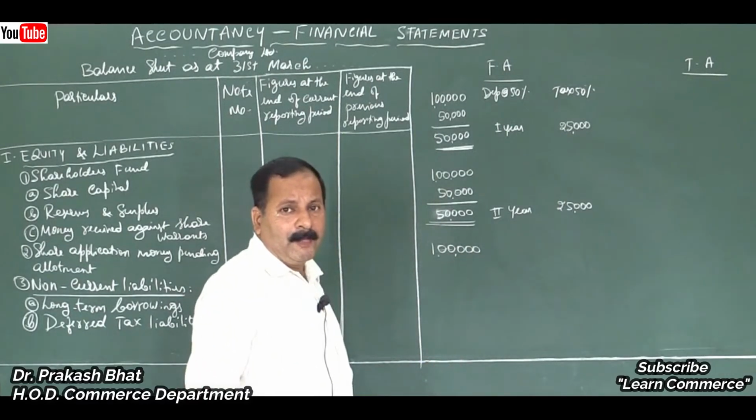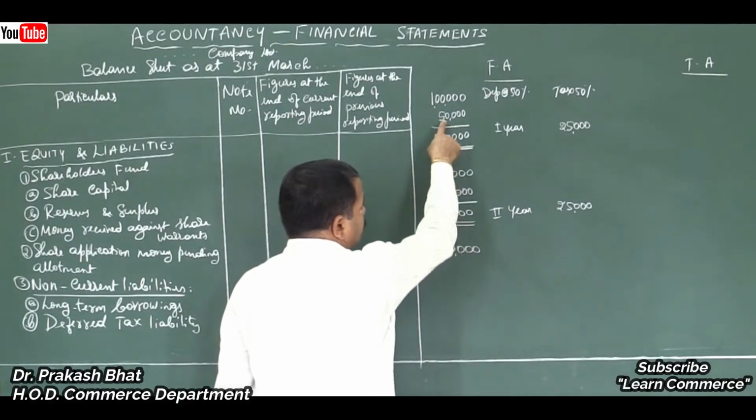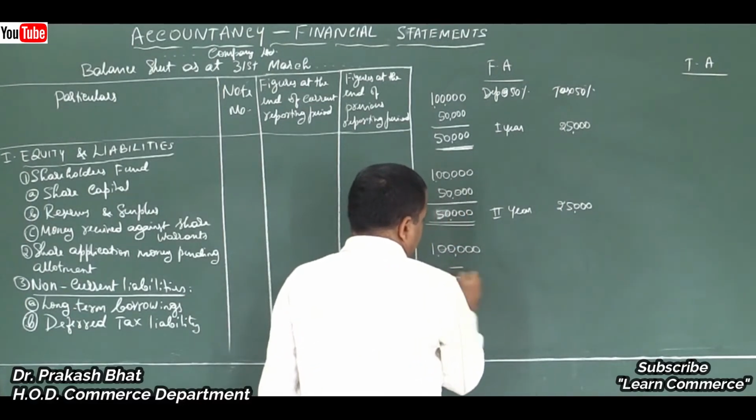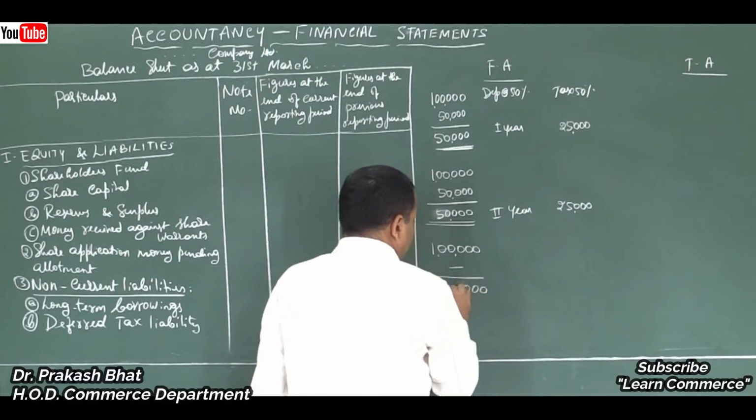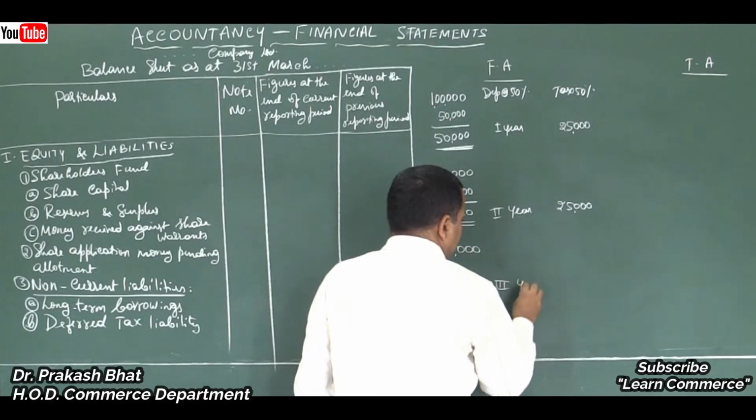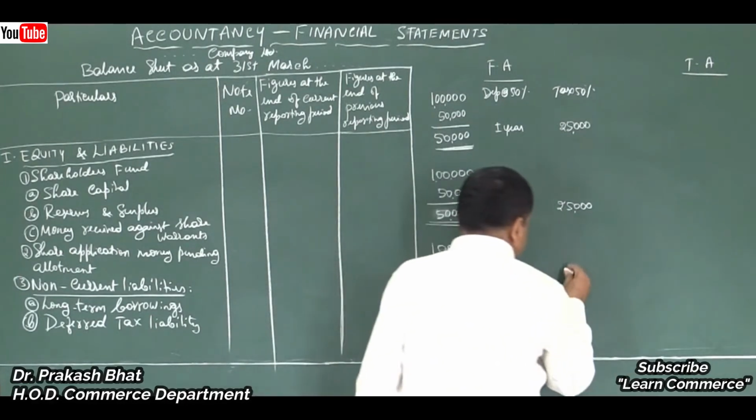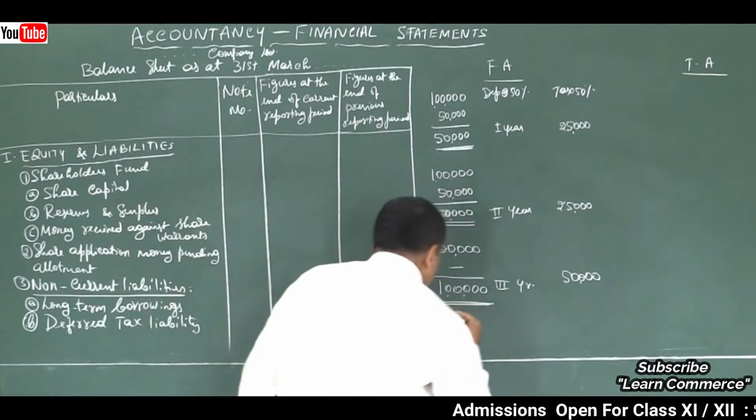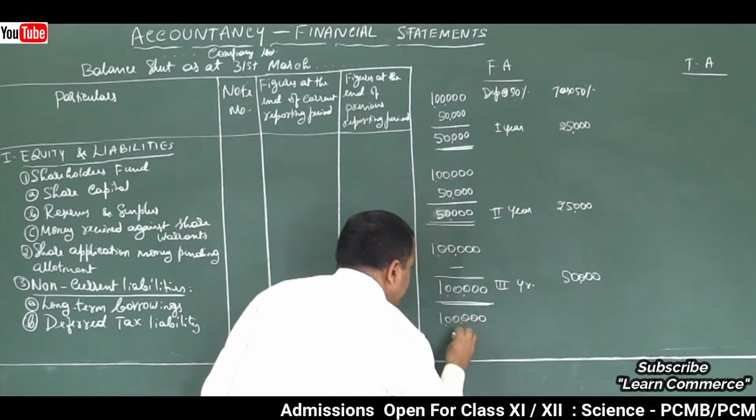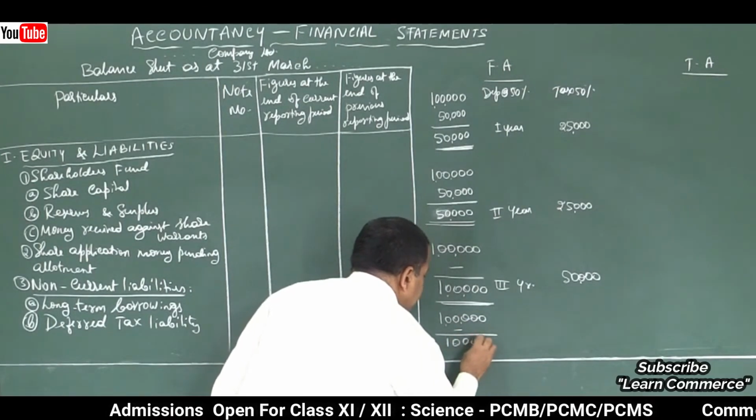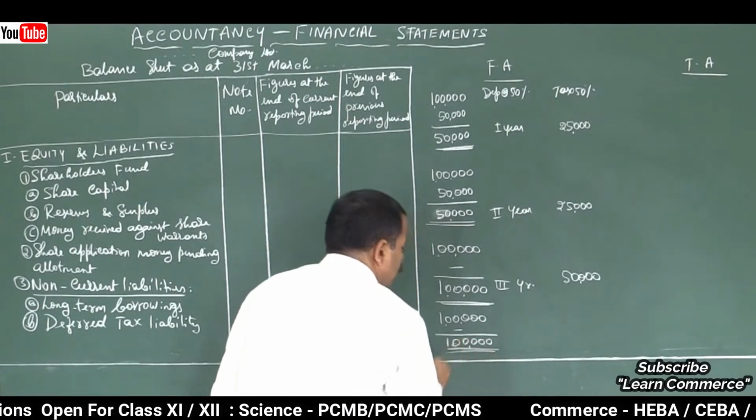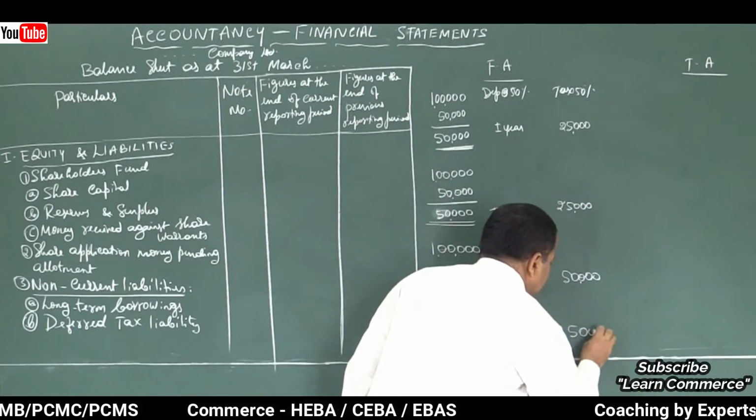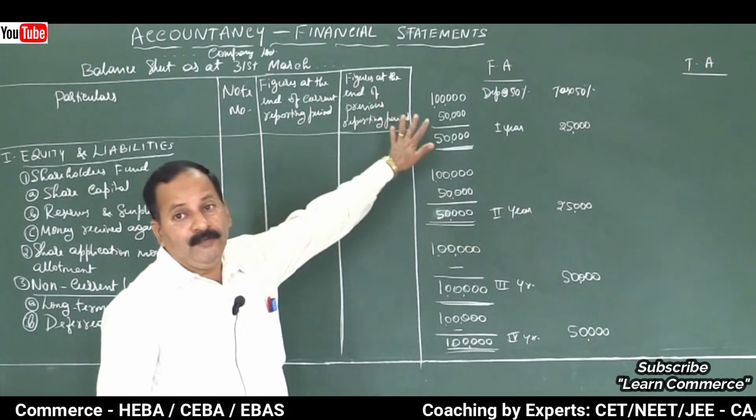Third year, again 1 lakh is the asset value. Is there any depreciation to charge? No depreciation to charge, because 50,000 plus 50,000, 1 lakh depreciation is already charged, isn't it? So the net revenue is 1 lakh in the third year. How much is the tax? 50%, so 50,000 is the tax this year, because there is no depreciation. Fourth year again 1 lakh, no depreciation, so net revenue is 1 lakh, and the tax amount is again 50,000 during the fourth year. This is under financial accounting.